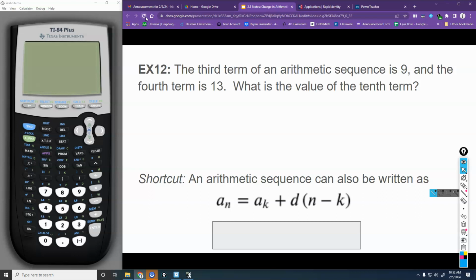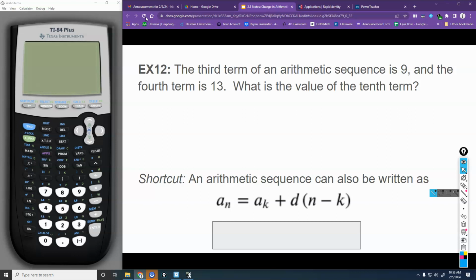Okay. So notice we've got a new variable this time. We've got a k here. It's easiest if they tell us the initial term, a sub 0. Then a sub 0 is your y-intercept, and the common difference is your slope. Basically you're just writing a linear equation.